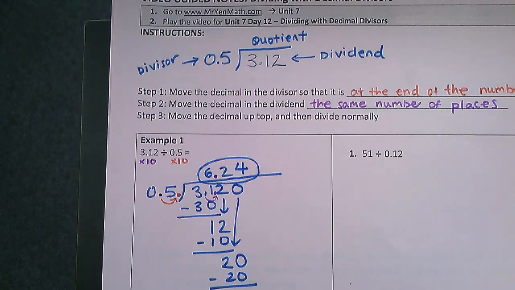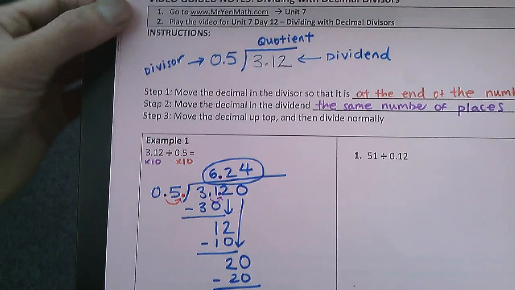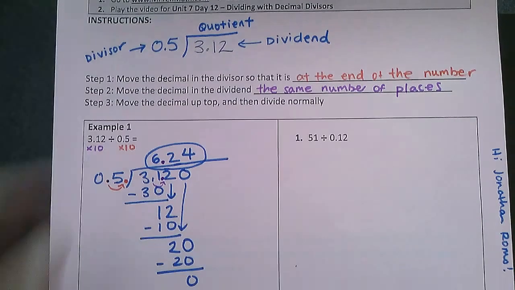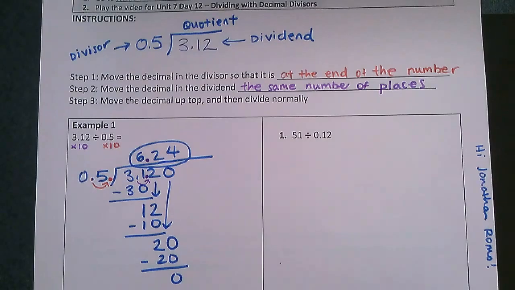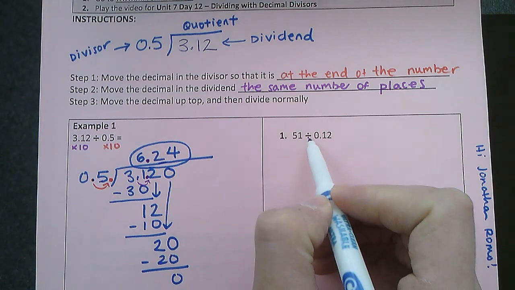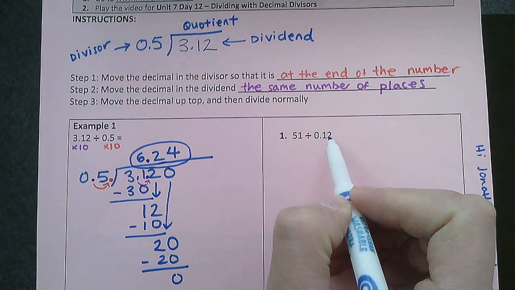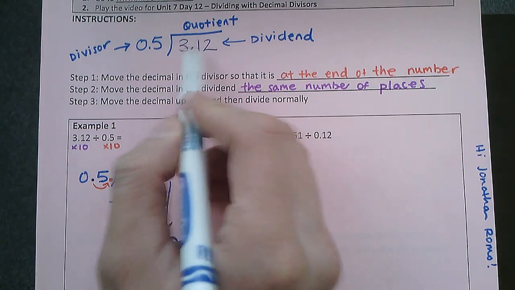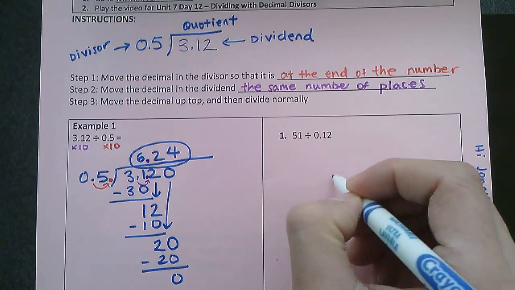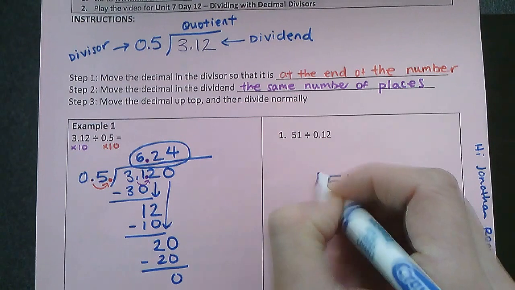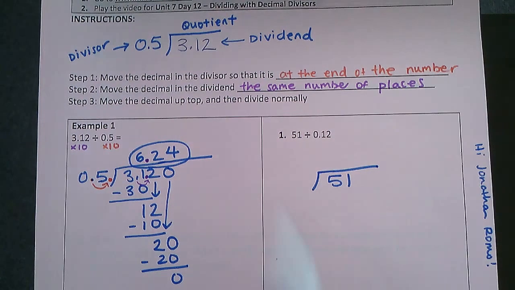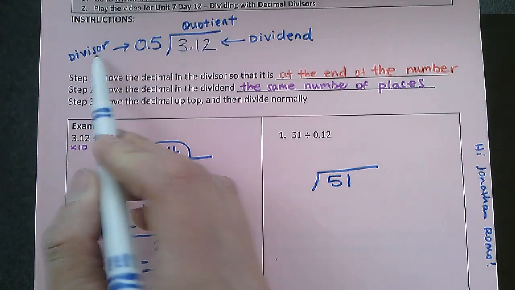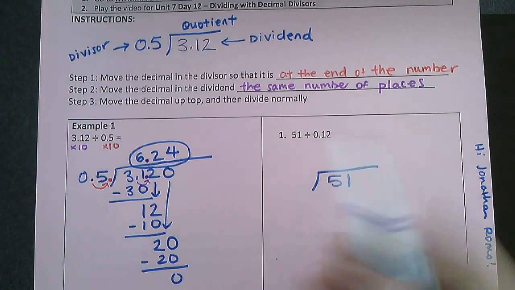All right. Let's move on to number 1. I'm going to get you started, and then you're going to finish it on your own. 51 divided by 0.12. So 51 is our dividend, the number inside the brackets. Our divisor, the number that we're dividing by, is 0.12.